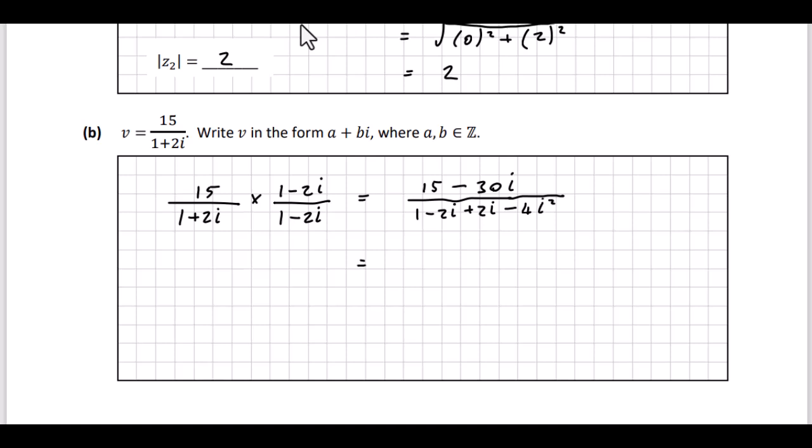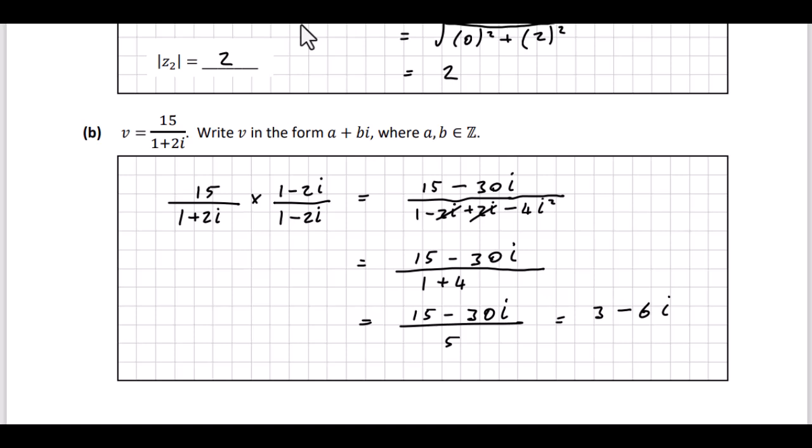So let's just simplify this. We've got 15 minus 30i, to divide by 1 minus 2i plus 2i, which will give us 0. Now remember, i squared is minus 1, so minus 1 times minus 4 is plus 4. So that'll leave us with 15 minus 30i divided by 5. You must divide the 5 into both of these because the two terms on top are separated by a plus or a minus. So 5 into 15, 3, 5 into 30, 6i. And that's it for part B, 3 minus 6i.